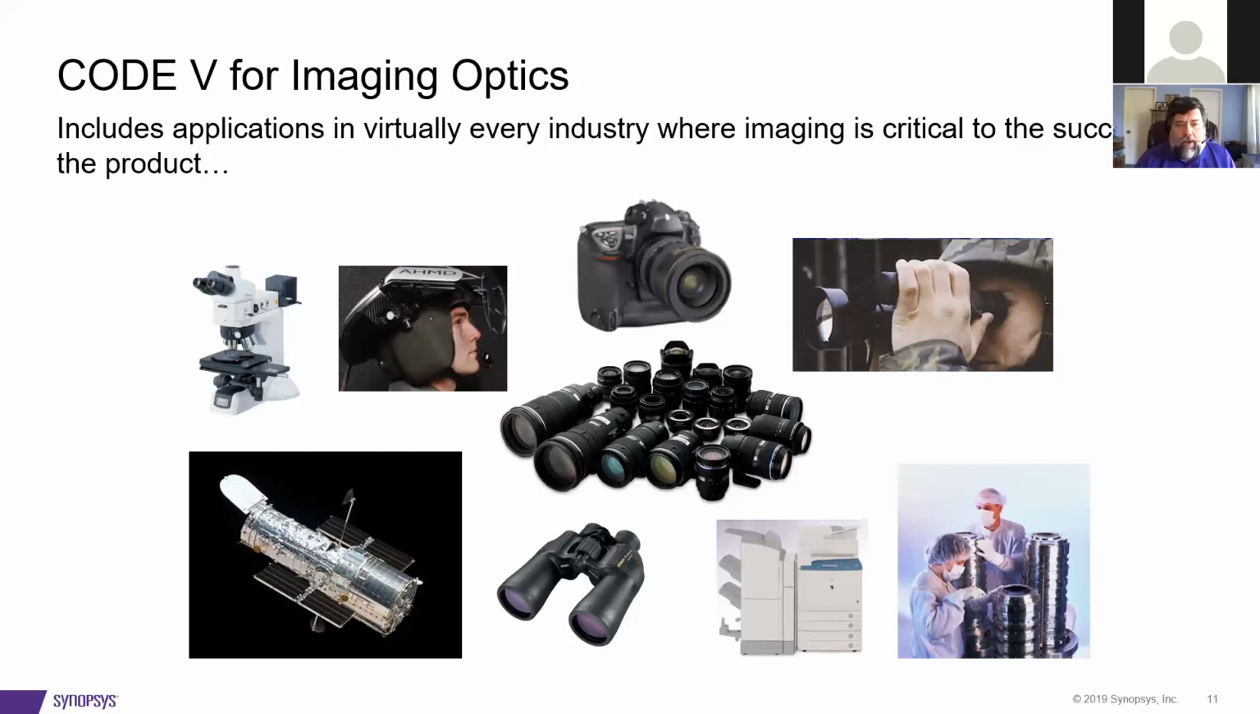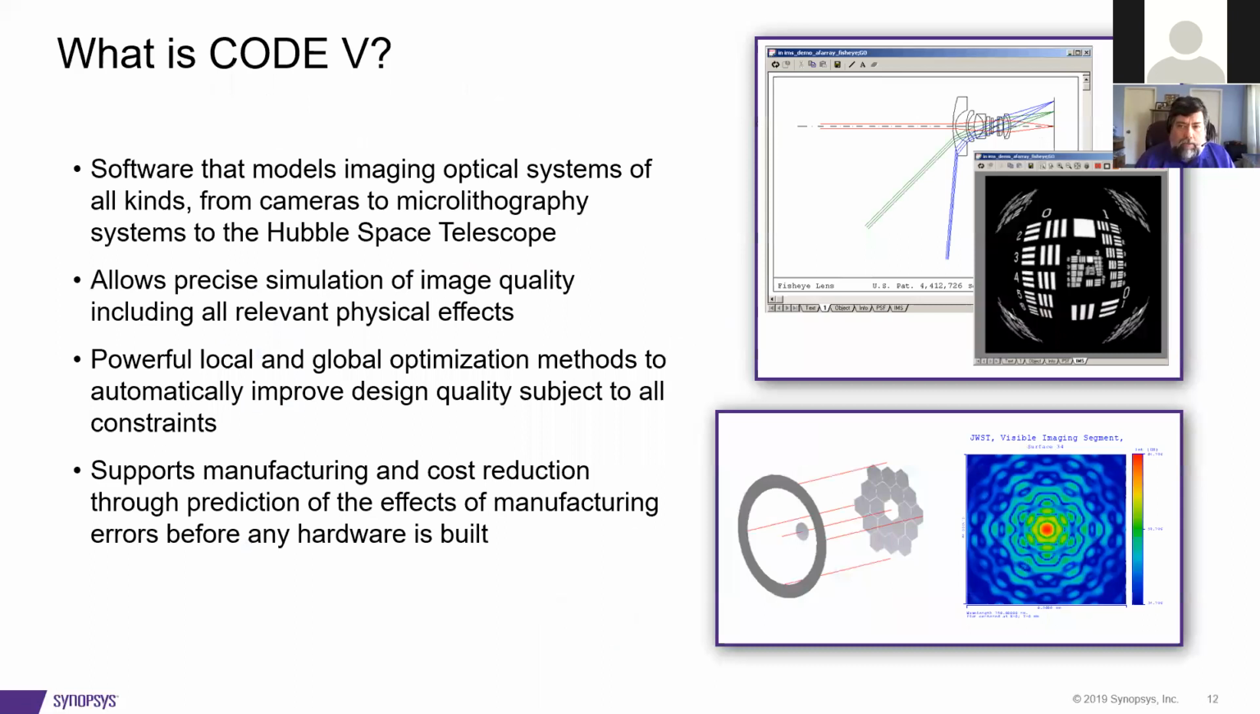So Code 5 models the system. It is primarily sequential, so that means the light goes from the object to surface 1, 2, 3, 4, 5, and to the image, in that order. And it has a lot of tools for simulating the image quality and a lot of built-in optimization and tolerancing tools, which are tuned for imaging, or at least for visual systems as well. So those that are collimated, it's the same thing except in angle space.